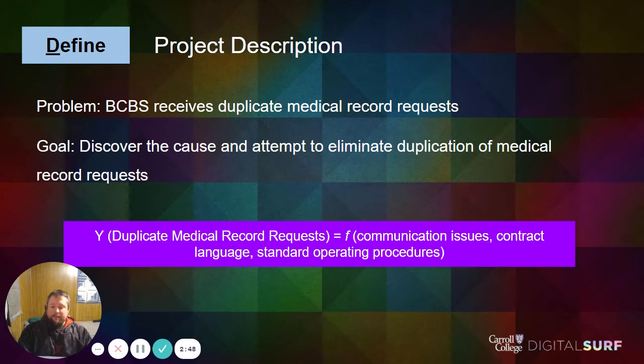We state this with a mathematical function to help us through our process and reach our goal. That function can be seen highlighted in purple on this slide. Our problem, or the Y, is duplicate medical record requests, is a function of our X variables, or the causes, which are communication issues, contract language, and standard operating procedures.